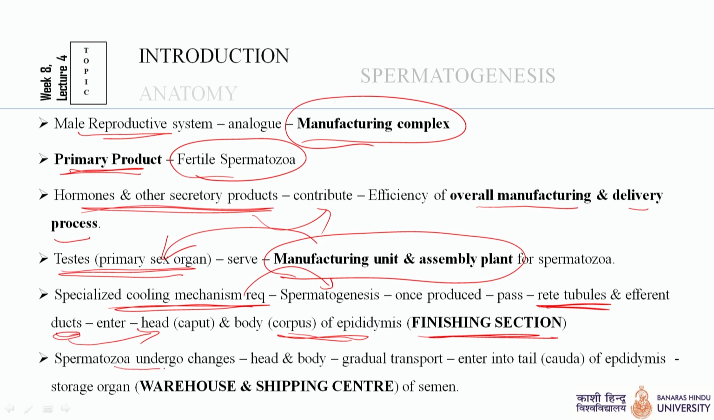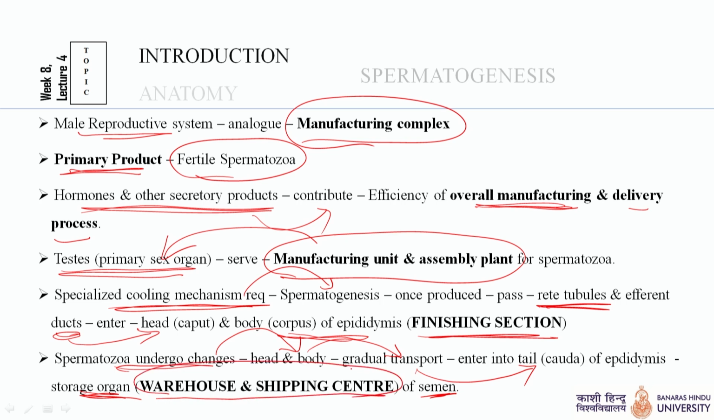Now once the spermatozoa is produced and reaches the epididymis, the hormones as well as the other secretory products make some changes in the spermatozoa and make it fertile. These changes take place in the head and body portion of the epididymis. From there, a gradual transport of spermatozoa takes place that ultimately reaches the cauda portion of the epididymis, which is nothing but a storage organ, the storage organ of fertile spermatozoa with semen. That means the seminal plasma, that is called the warehouse or the shipping center.